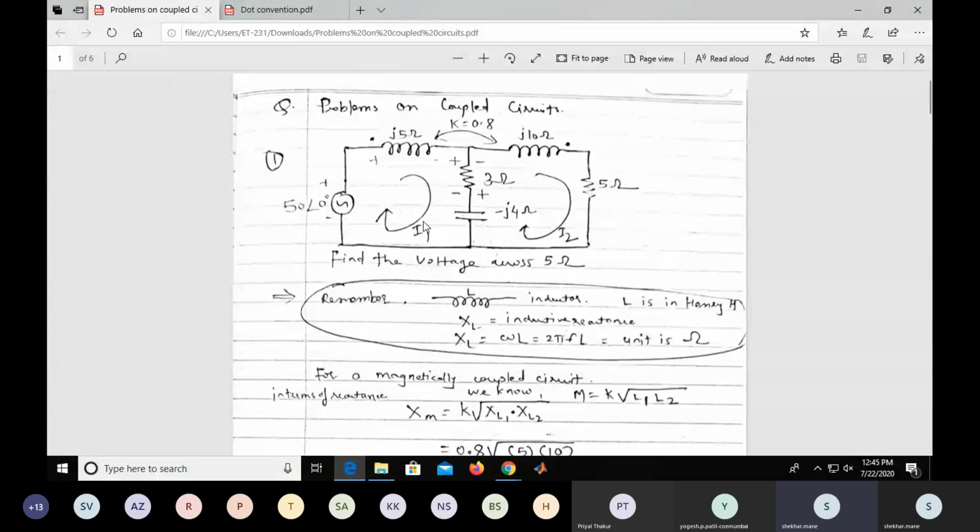Now you can see I1. If you consider I1, then I1 is entering into the dot of the J5 ohm coil, that is coil 1. If you see, I1 is entering into the dot, and in mesh 2, I2 is coming out of the dot.